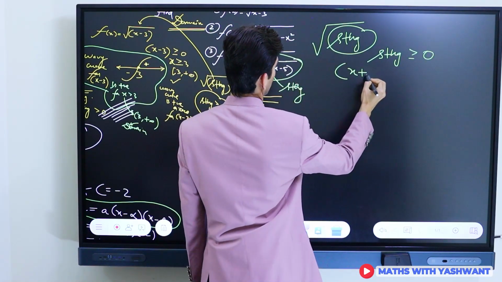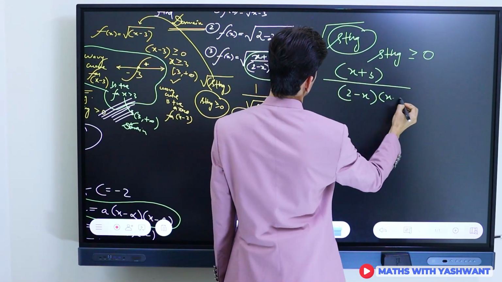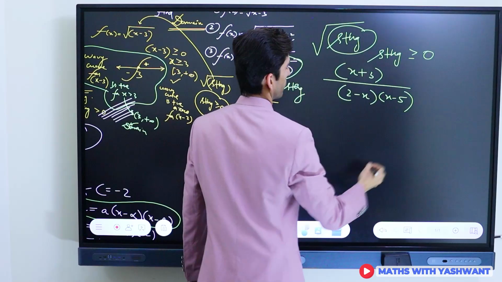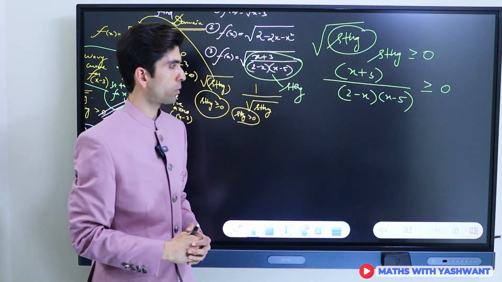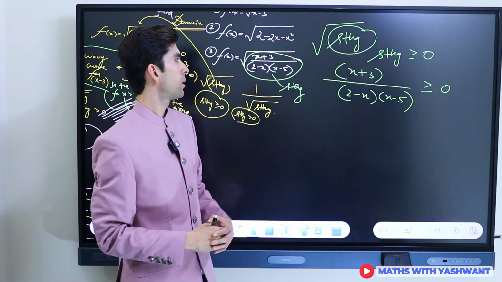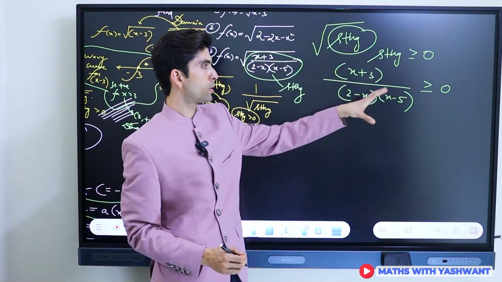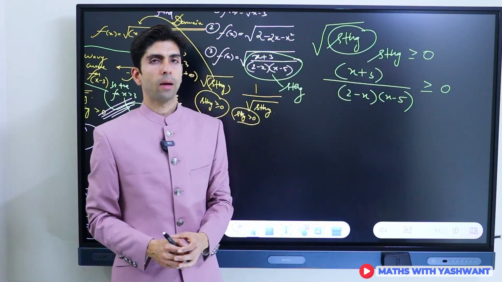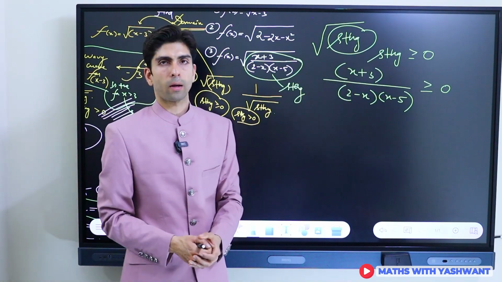So we have x plus 3 upon 2 minus x into x minus 5. Okay, we have to make sure that it is greater than or equal to 0. Then only this square root expression will be defined. Now for that purpose, we will draw the wavy curve for this expression, and we will try to find out the interval or the values of x for which this is positive or negative.